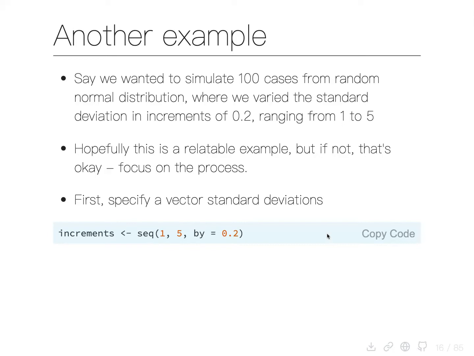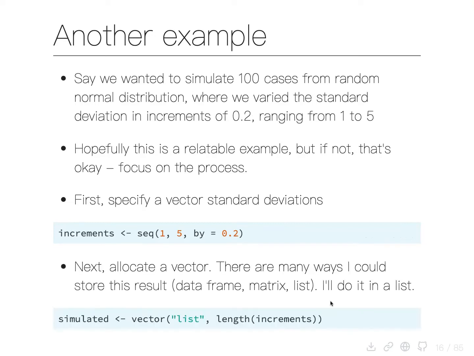Okay, so I probably should have called this like SDS for standard deviations, but instead I just called it increments. So like the increments that we're going up as we're changing the standard deviation. So this is a sequence from 1 to 5 by 0.2. Okay, exactly what we set up here.